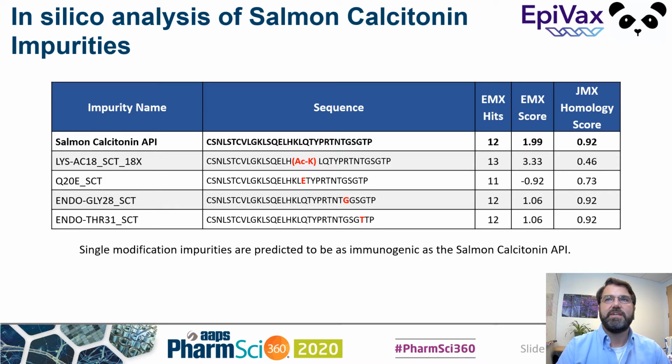We see very little change in the actual EpiMatrix immunogenicity score, which is largely based on epitope content, and we see very little change to the human homology score. So if anything, some of these peptides become slightly less human-like. So as you can see, in an immunogenic and very foreign peptide, any modifications leading to these impurities are unlikely to significantly change the predicted immunogenicity of those impurities over that of the API itself.